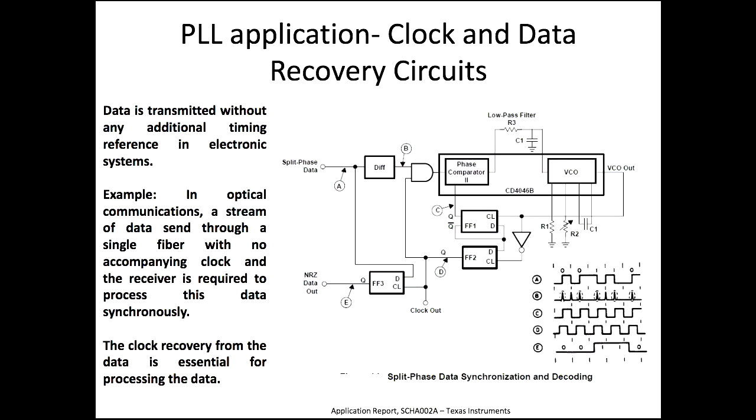Because when you transmit, you are transmitting the signal, but for that signal you need a clock to further process it. So you need to generate a clock from the data. But then when you actually implement, it will be something like this. In the communication circuit, data is transmitted without any additional timing reference in the electronic systems.